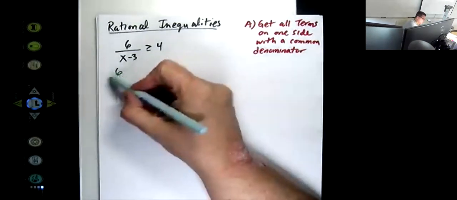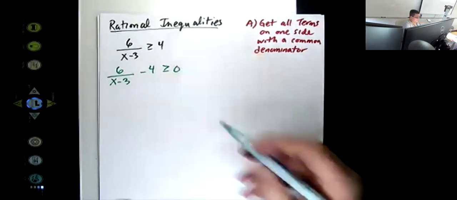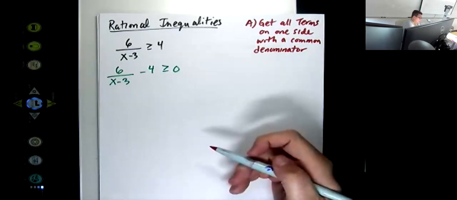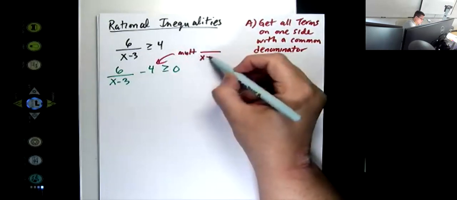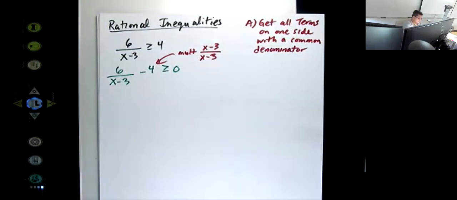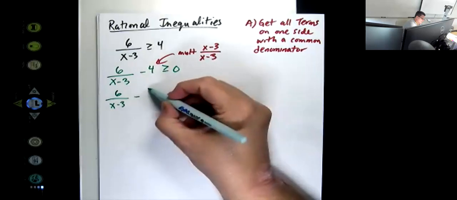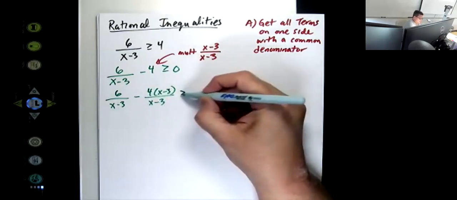So I'm gonna subtract that 4, bring it over to the left through subtraction. Greater than or equal to 0. And now to get a common denominator, I only have one denominator. I need x minus 3 on the bottom, so I need to multiply it by x minus 3 on top. If I do, I get 6 over x minus 3 minus 4 times x minus 3 over x minus 3 is greater than or equal to 0.